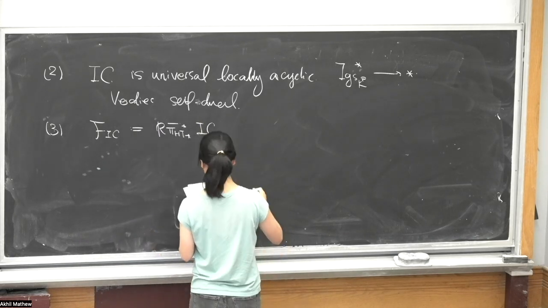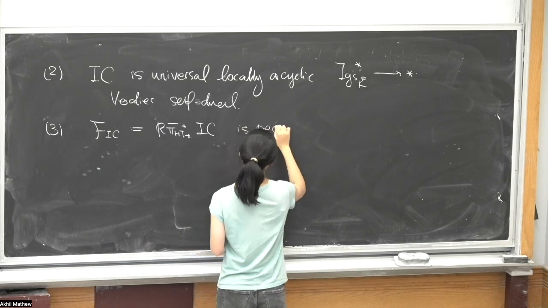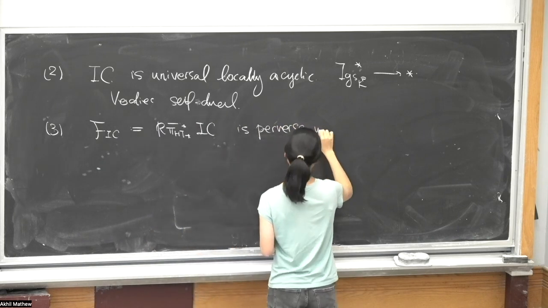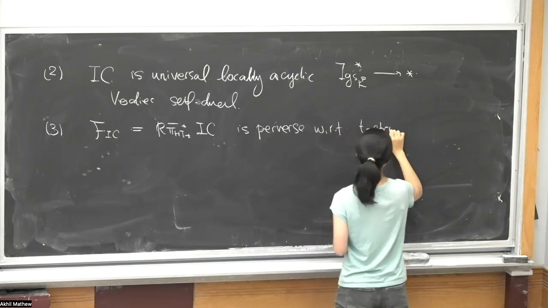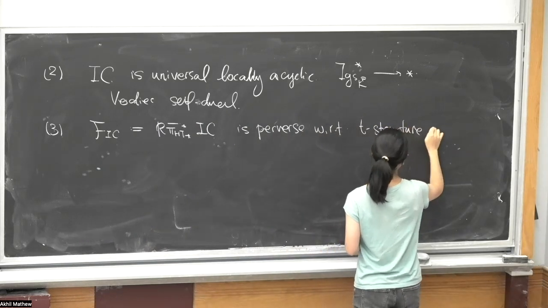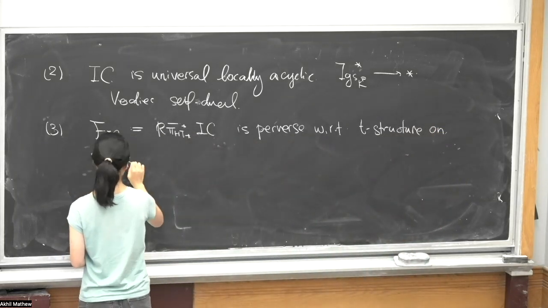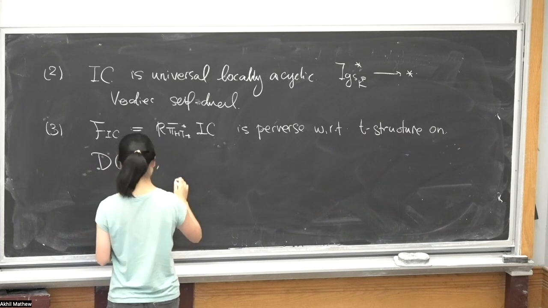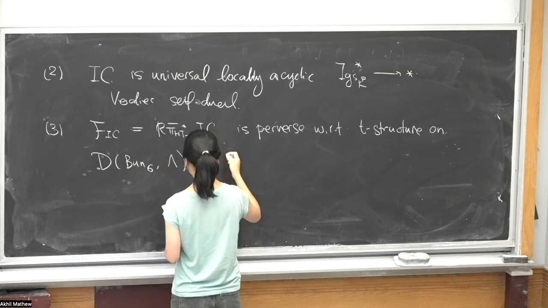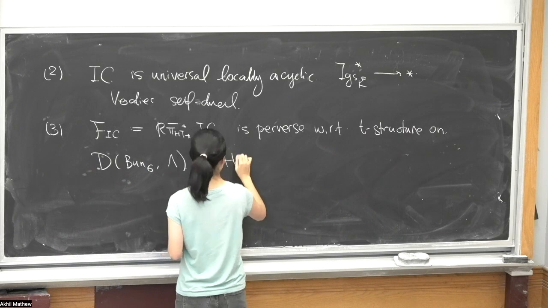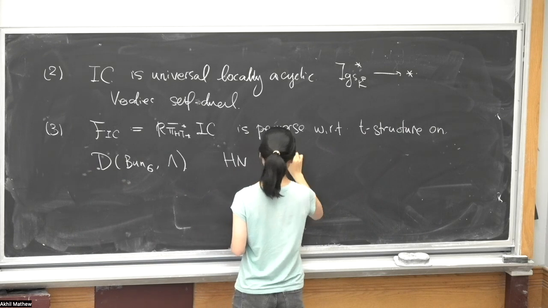And for this pushforward to Bun_G, we expect this to be perverse with respect to a perverse t-structure on Bun_G, given by the stratification coming from the Harder-Narasimhan structure of Bun_G.